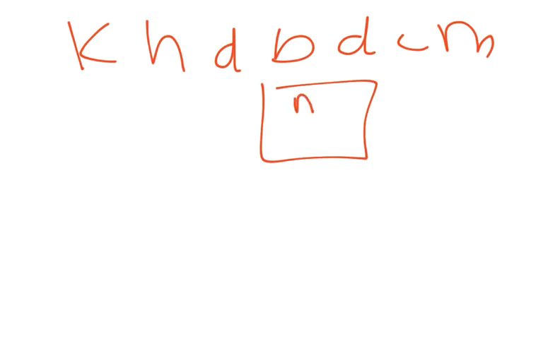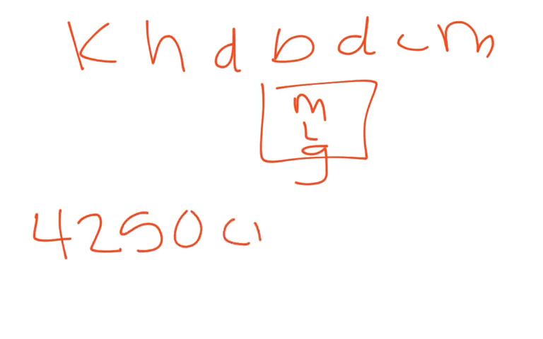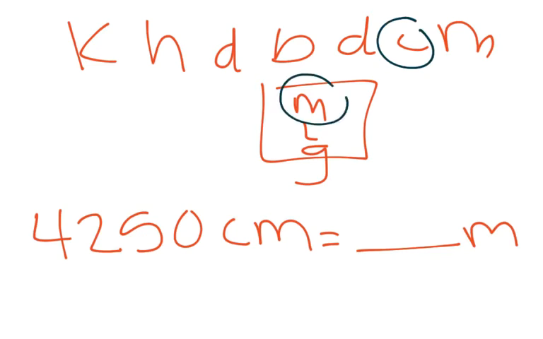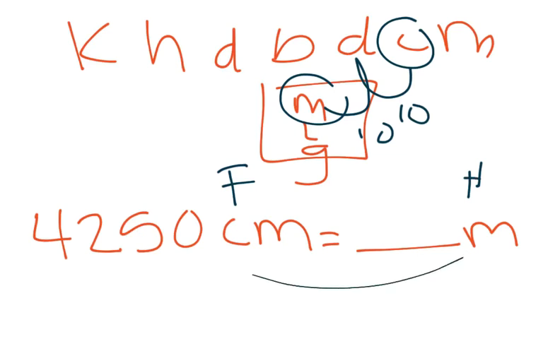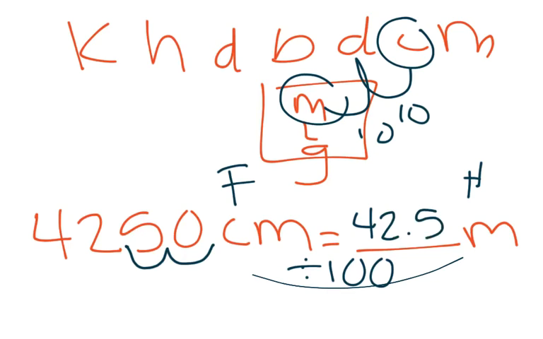Let's try another one. King Henry died by drinking chocolate milk. And I remembered the by is meters, liters, or grams. And if I was doing 4,250 centimeters, how many meters would that be? Well, I think I'm going from centimeters to meters. So one jump, two jumps. So that's really 10, that's really 100. So I'm going to go from fly to horse, divide of course, and I'm dividing by 100. So I'm taking my decimal and moving it 1, 2 places. So I'm going to get 42 and 5/10.